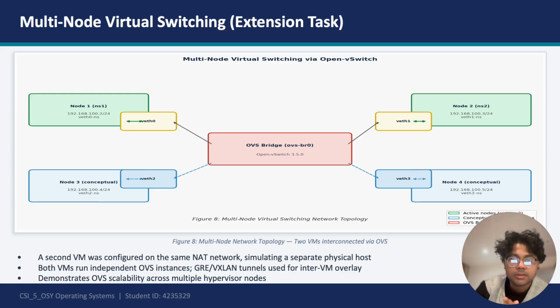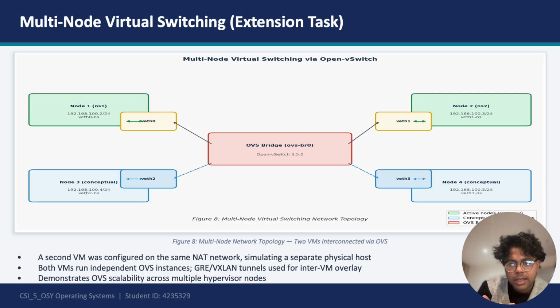As an extension to the core task, I also configured a multi-node virtual switching scenario. This involved setting up a second virtual machine and interconnecting the two VMs through their OVS instances. Each VM runs its own OVS bridge. To connect them, I used an overlay tunnel. Open vSwitch supports GRE and VXLAN tunnel types, which encapsulate the virtual switch traffic over the existing IP network between the two VMs.